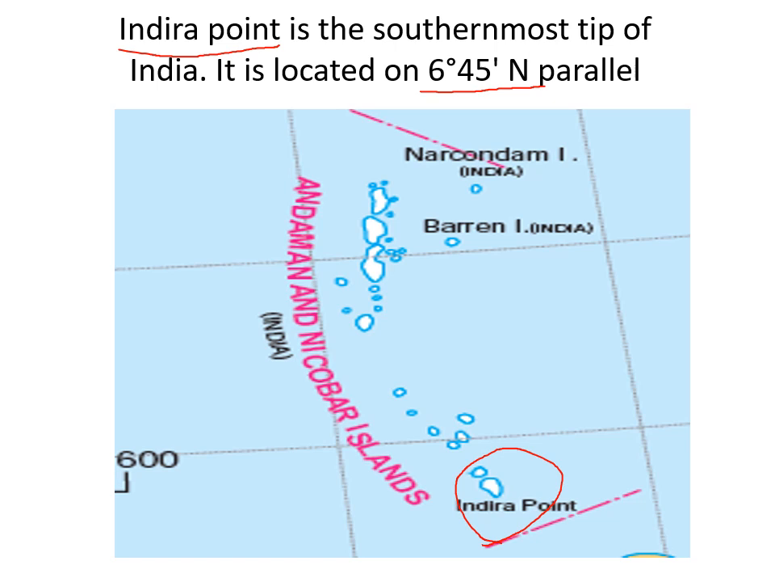Children, the Andaman and Nicobar group of islands is a major group of islands in the territory of India. It lies in the Bay of Bengal. You can see here the Barren Island, which is shown here. It is the only active volcano in India.